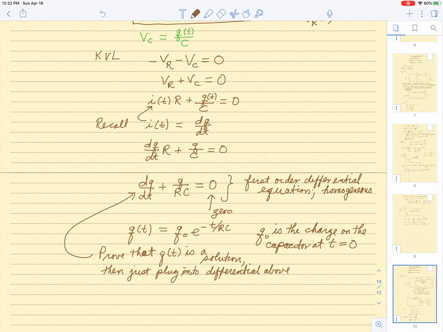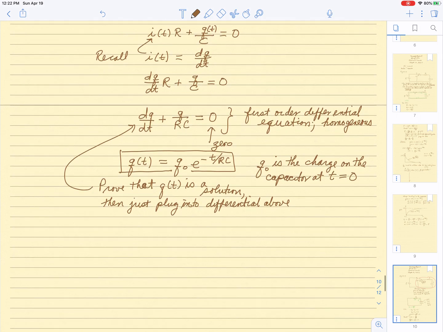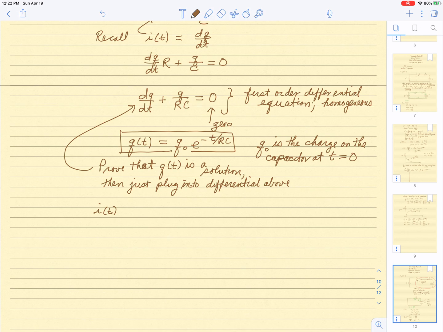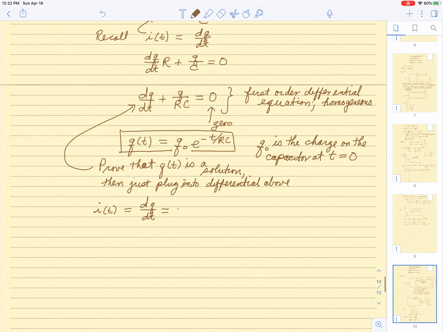Okay? You will be able to prove that it's a solution. So, given that we believe that this is a solution to that differential equation, then we can go about our business of solving for things. So if you wanted to know what the current looked like, the current as a function of time is equal to the first derivative of charge with respect to time. And that's going to be equal to negative 1 over RC e to the negative t over RC.